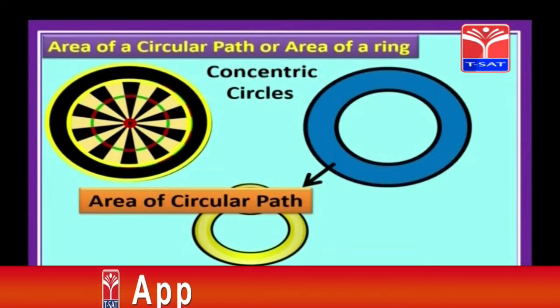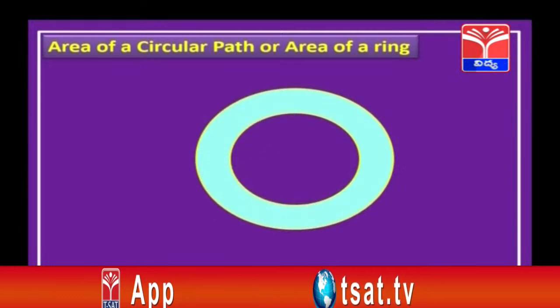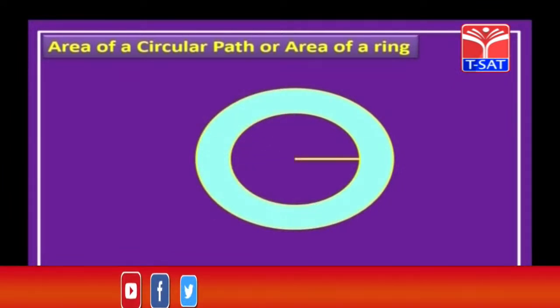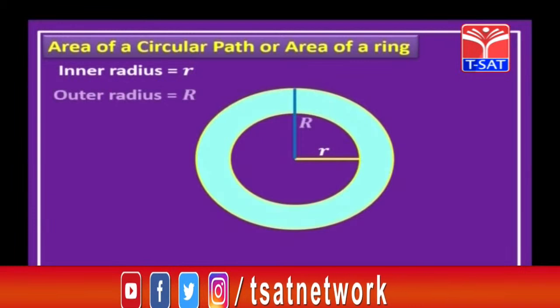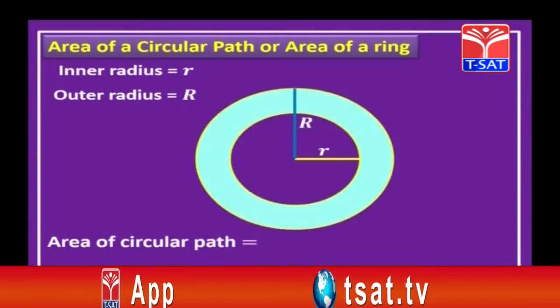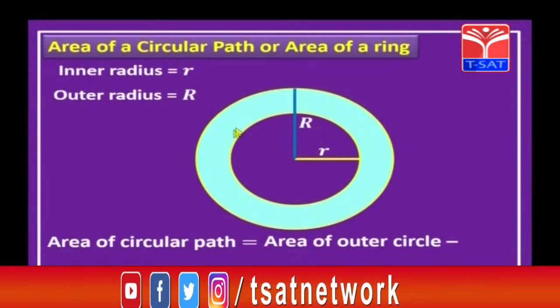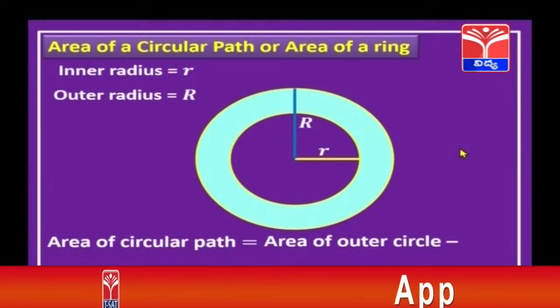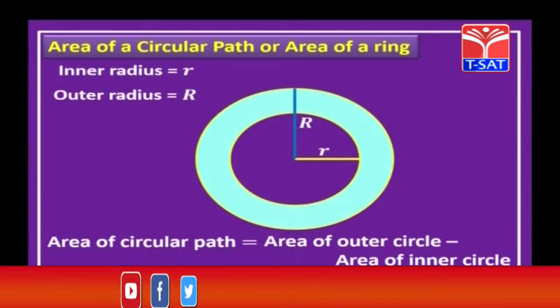So that is called as the area of the circular path, or simply area of a ring. Now let us find the formula to find area of circular path. Now let us consider the circular path here, and this is the inner radius and an outer radius. Now let small r represent the inner radius and capital R represents the outer radius. Okay, children. Now what is area of circular path, children?